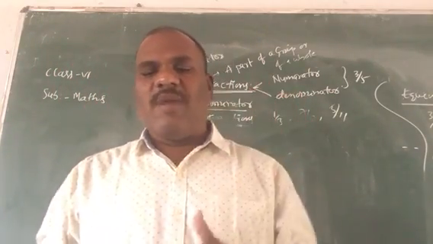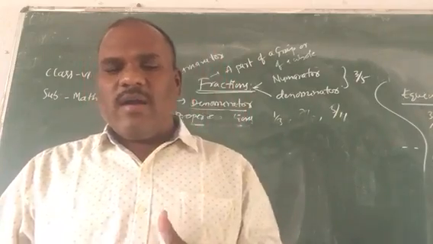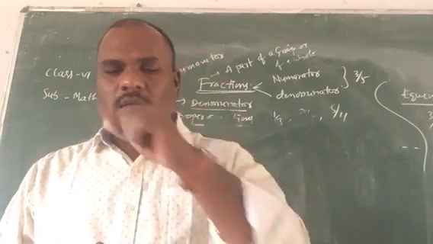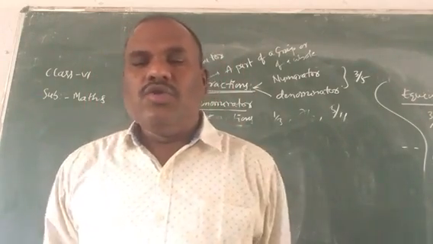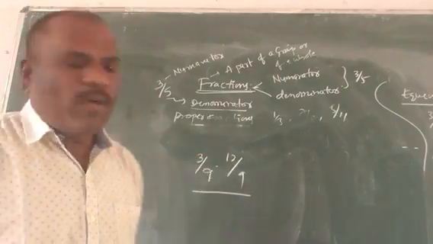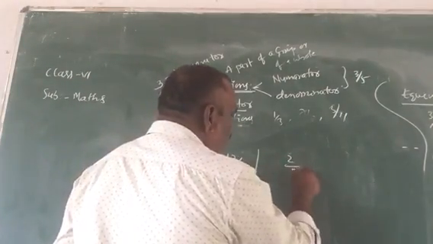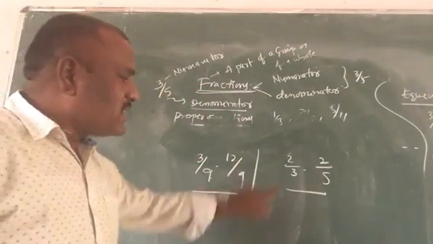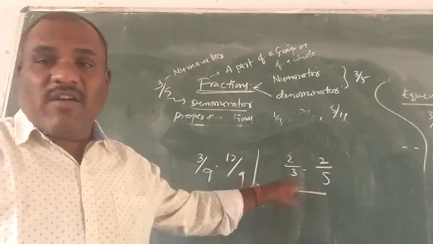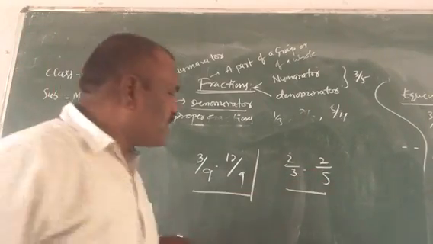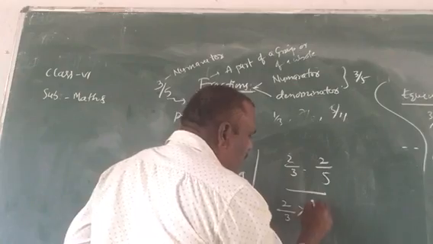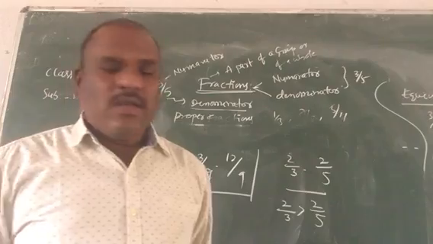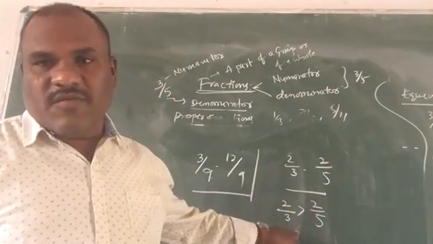Now, unlike fractions with the same numerator. If the numerator is the same in two fractions, the fraction with the smaller denominator is greater of the two. For example, children, 2 by 3, 2 by 5. In these fractions the numerator is the same, but the value of which fraction is greater? Remember, always 2 by 3 is greater than 2 by 5, because the numerator is the same but the denominator is different.